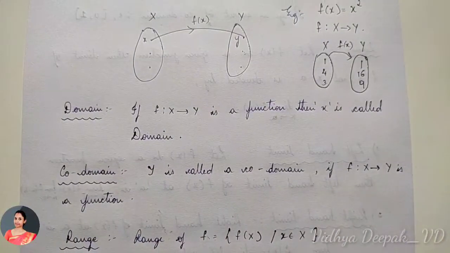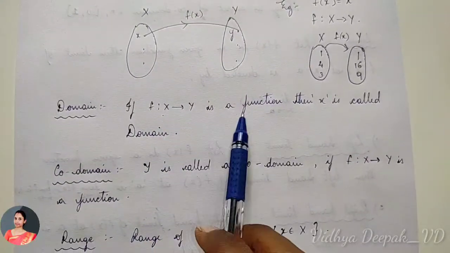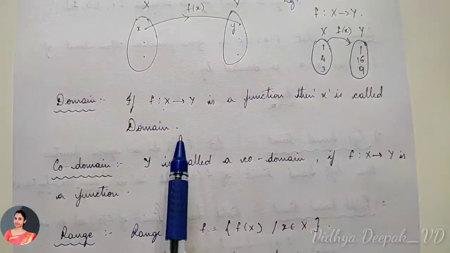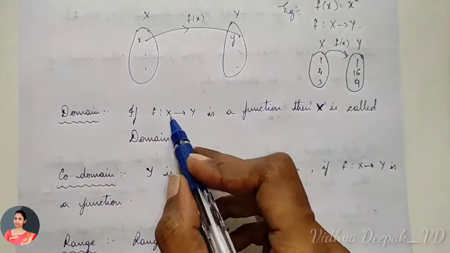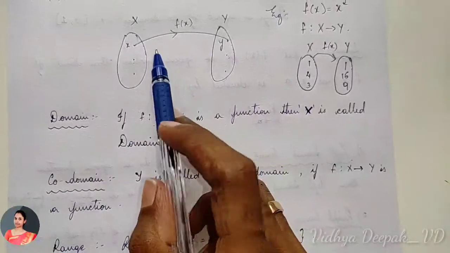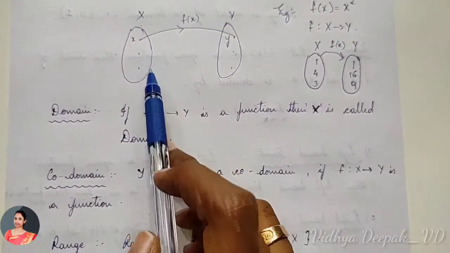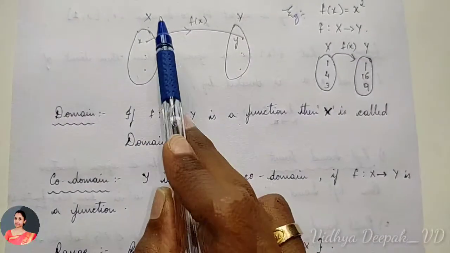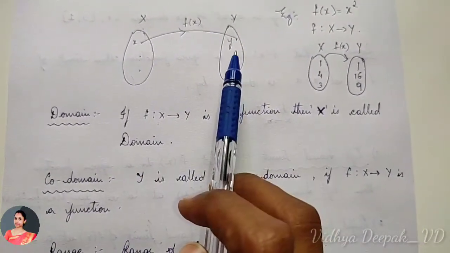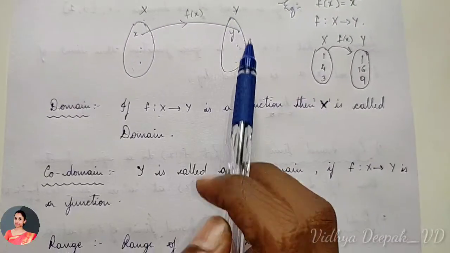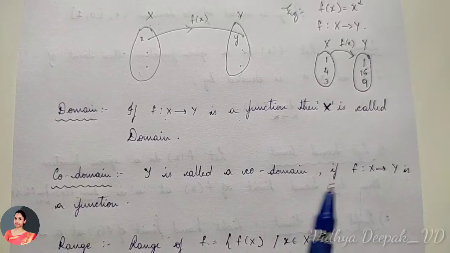Now let's see some definitions. So what is a domain? If f from x to y is a function, then x is called the domain. This is capital X. Then this x is called the domain. So here, x and y are the two non-empty sets, and this set x is called the domain. What is codomain? Codomain is the set which we are mapping to. So y is the codomain if f is a function from x to y.